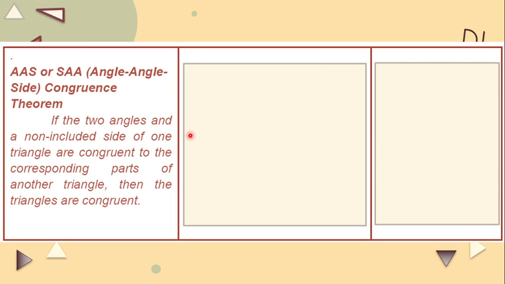Next is the AAS, or the SAA, or the angle angle side congruence theorem. So, yung tatlo, that is the postulate ng triangle congruence. So, na-discuss yun dun sa module 3, illustrating the triangle congruence. So, kung hindi nyo pa napanood yung video na yun, pwede nyo siyang balikan. And then, this one, theorem, ito yung bago dito. So, if two angles and a non-included side of one triangle are congruent to the corresponding parts of another triangle, then the triangles are congruent.